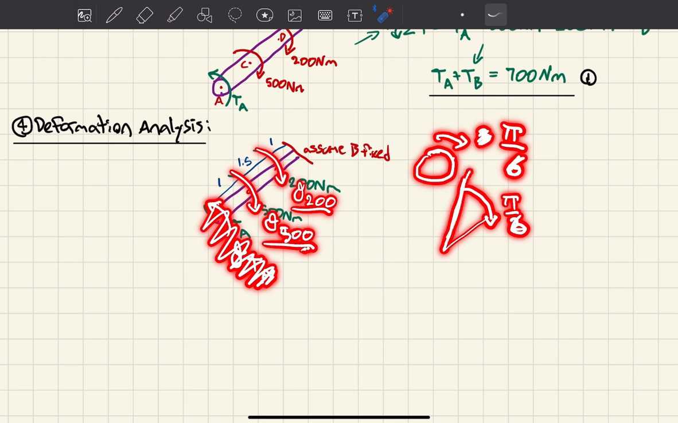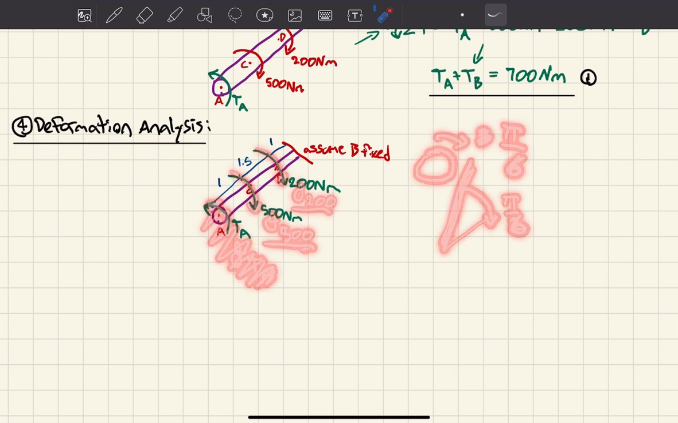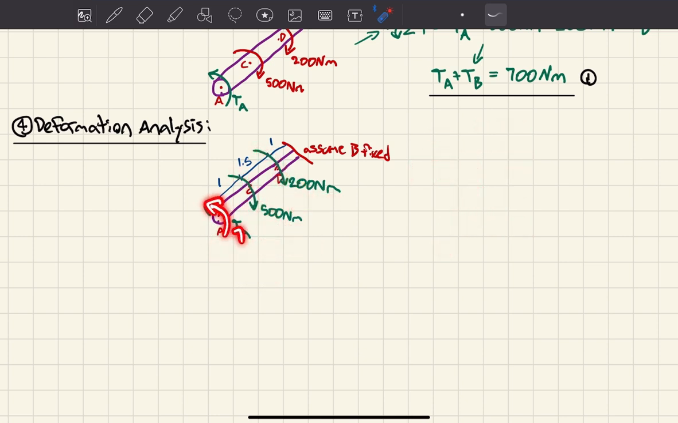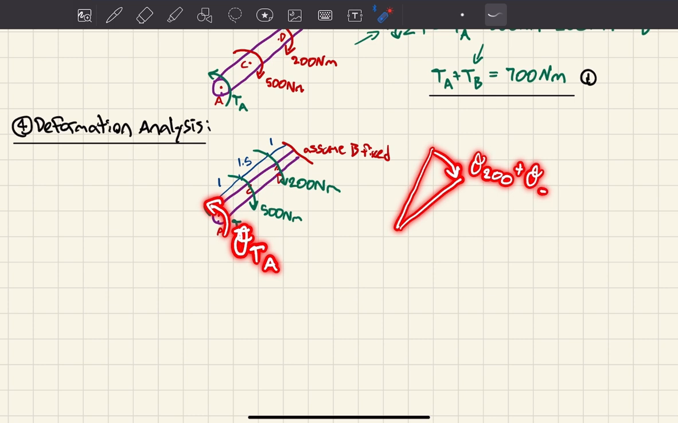It's at the 0 position, right? So what's going to rotate it back? Well, the thing that's going to rotate it back is this counterclockwise deformation caused by my torque TA. So if, due to theta 200 plus theta 500, my shaft has rotated about the torsional axis by a value of pi over 6, well, it's going to rotate back to position due to theta TA by, again, a value of pi over 6.